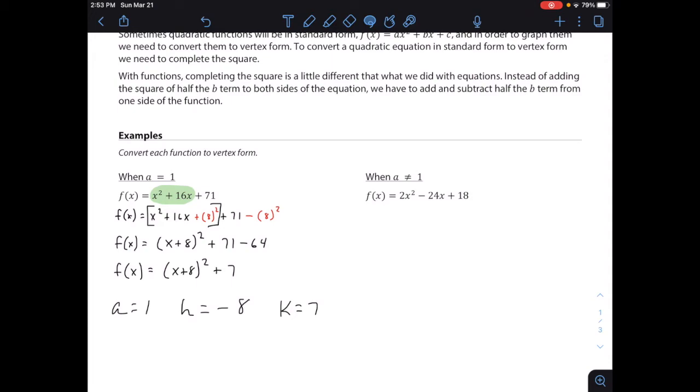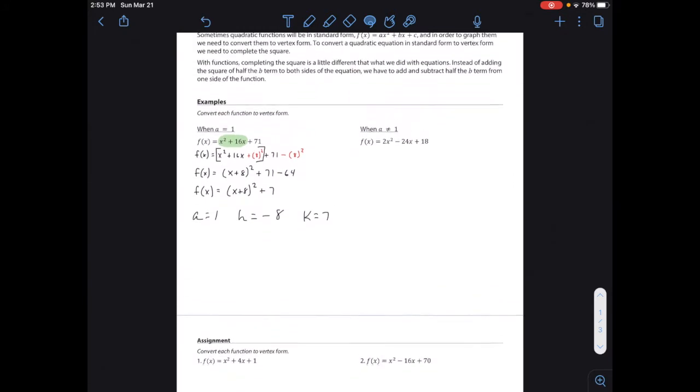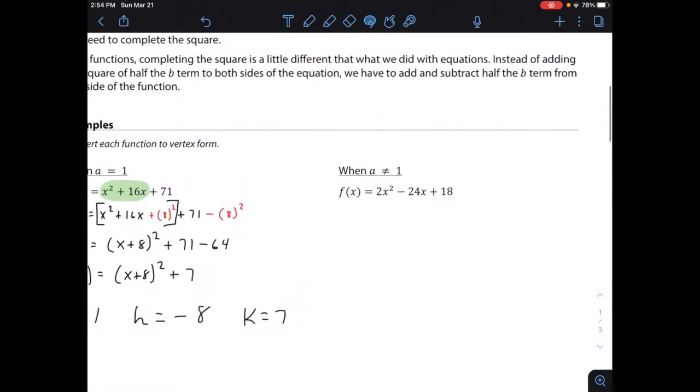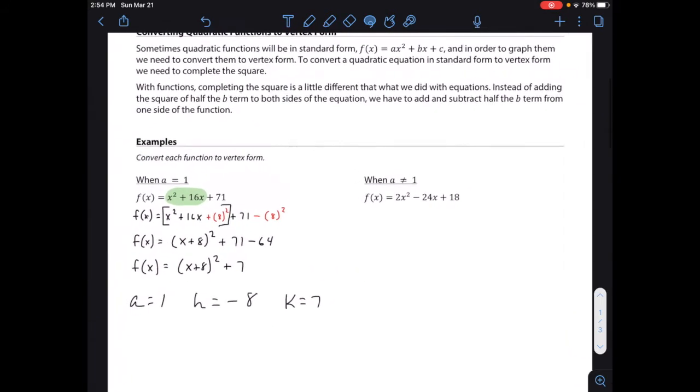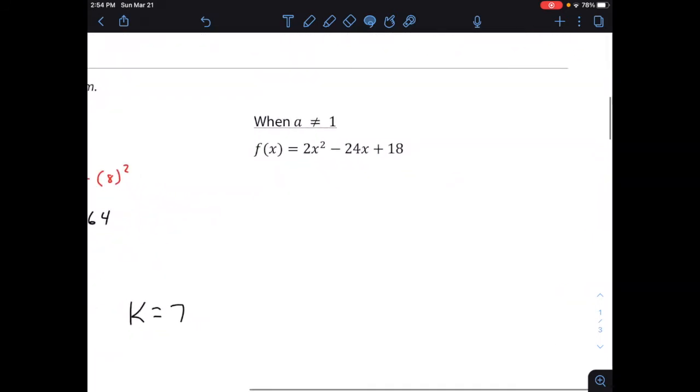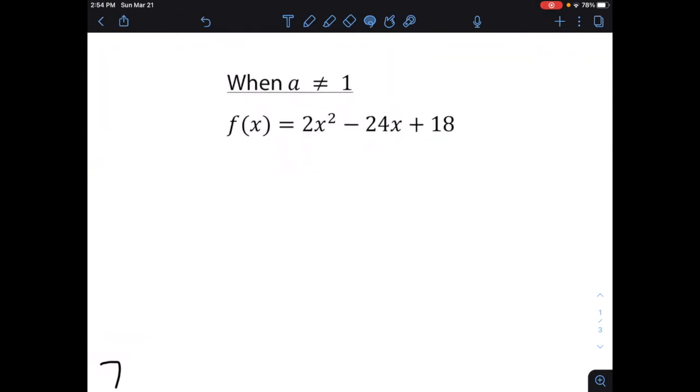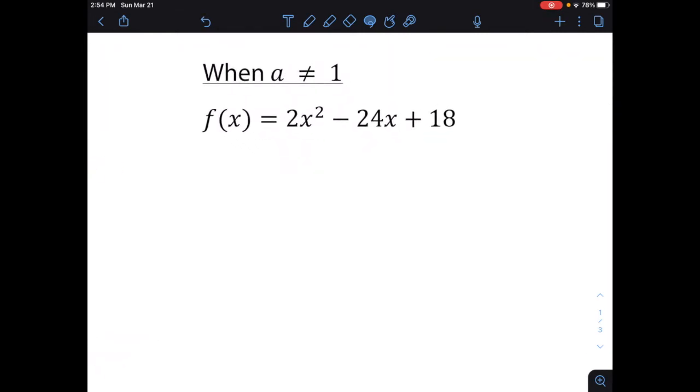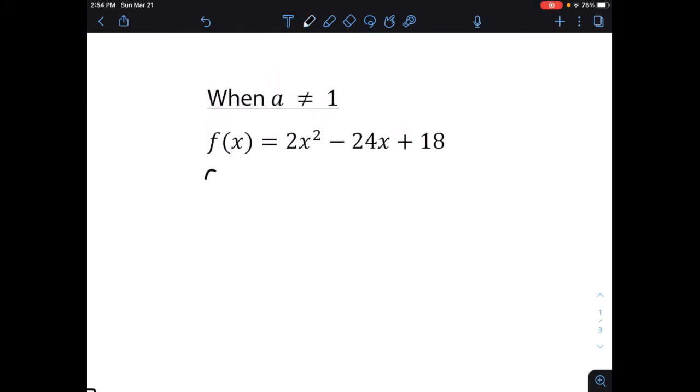So let's do another one here. And this one's going to look a little bit different, because in the first one we had a equal to 1. In the second one we have a not equal to 1. a is equal to 2. But with this one, we can factor that 2 out. And when we factor it out, we can't just get rid of it. We have to bring it along for the ride, right? And it's going to cause a little bit of a headache for us, but it's not too bad. So here we go.